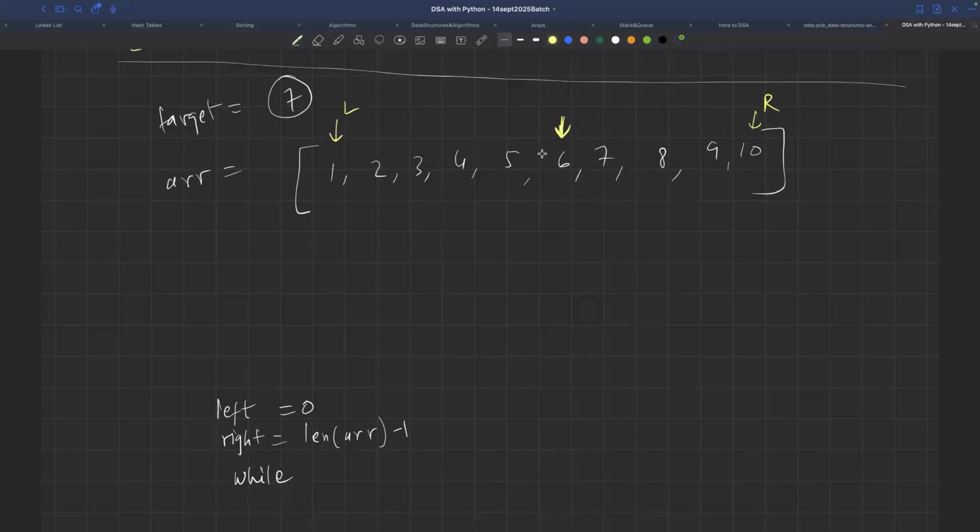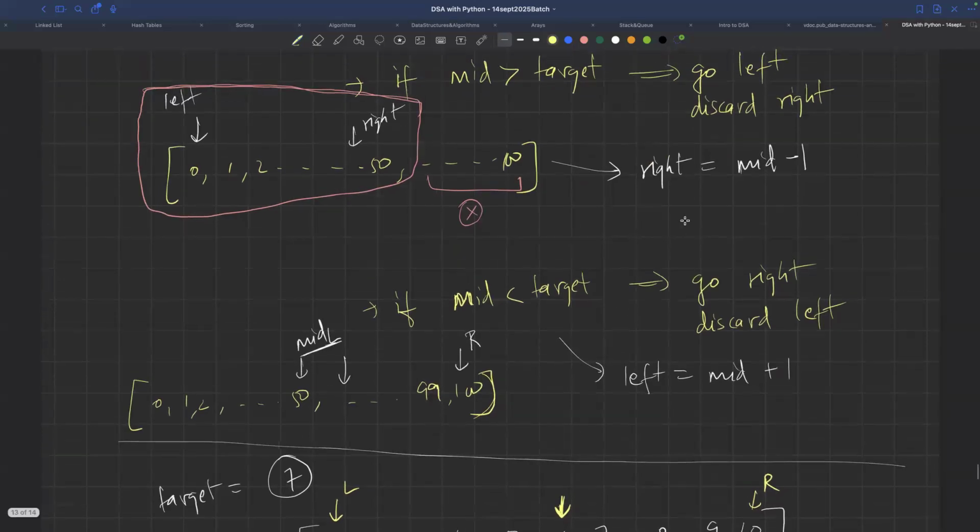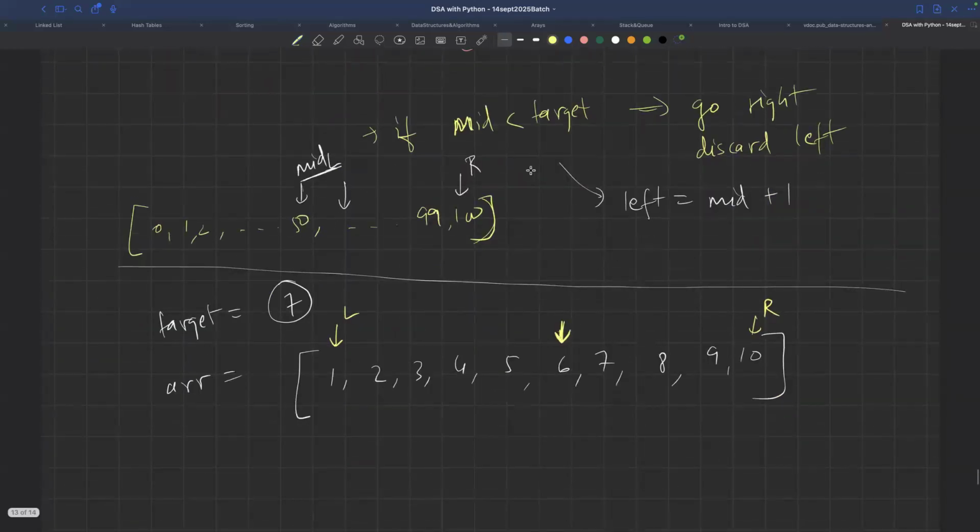6 is greater than target. If it is greater than target, then what are we doing? We are moving... 6 is less than target. So if mid is less than target, then we are moving the left pointer to mid plus 1, which means we will move this left pointer to mid plus 1. We'll bring it here.